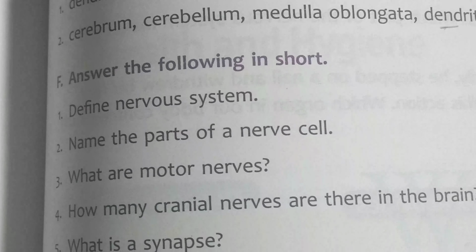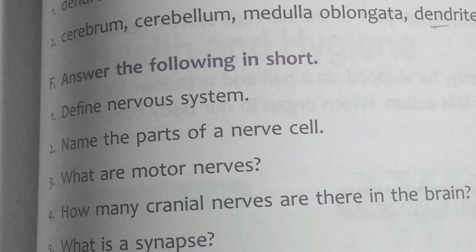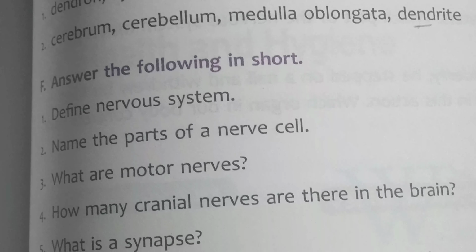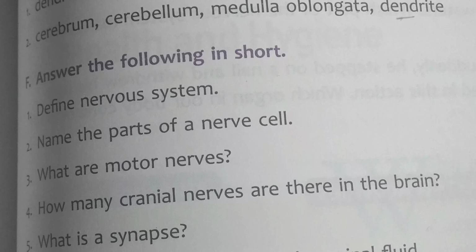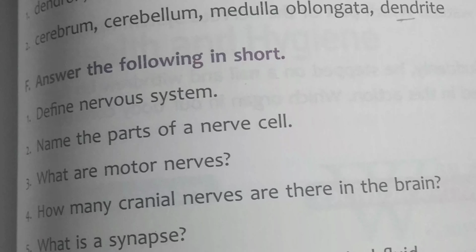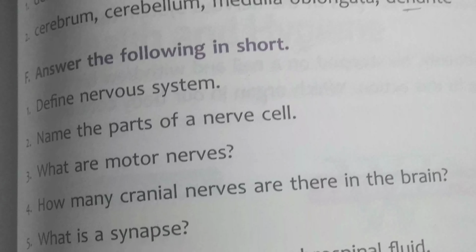Name the parts of a nerve cell. The main part of the nerve cell is the cyton. From the cyton, the short fibers coming out are dendrons. Again, dendrons are divided into short fibers, these are dendrites. And the long single fiber coming out from the cell body is the axon.